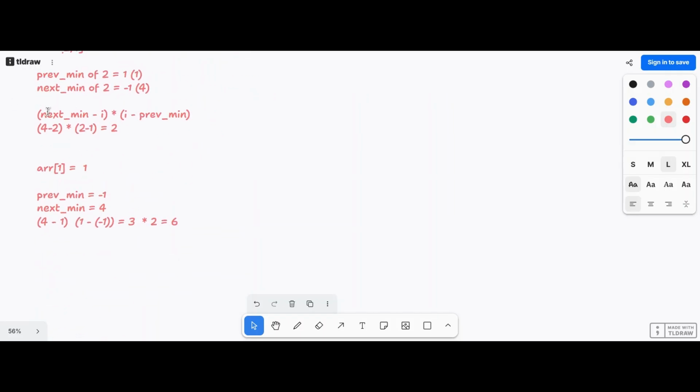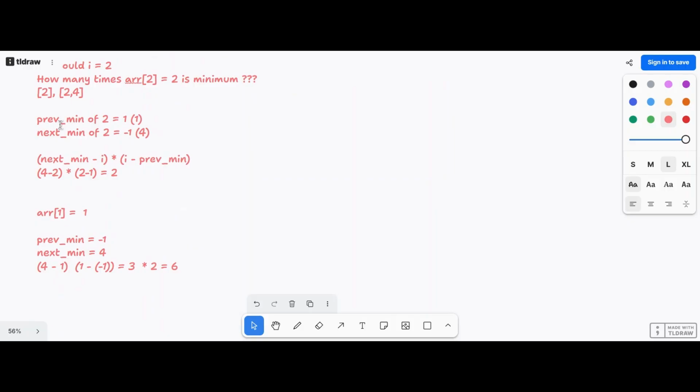So this is the formula I got: next minimum of i minus i, into i minus previous minimum of i. This many times my 1 is coming as minimum. So while doing the summation, I'll multiply this count by the value. The value is nothing but 1 in this case. I hope you got my point.